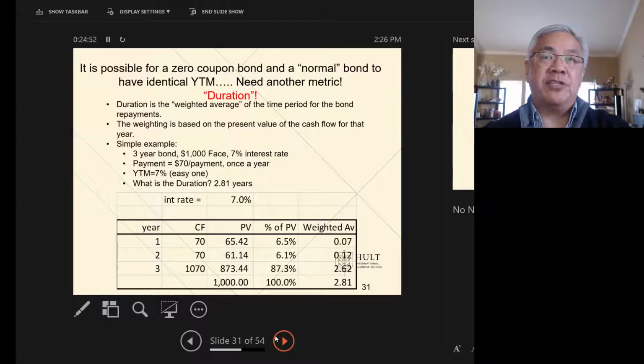Next is just an observation that it is possible for a zero coupon bond and a normal bond to have identical yield to maturities, but they're very different, right? As we notice, in one case, you get nothing for the entire life of the bond and one big cash flow, or you get money all along the way and a check, maybe not as big, but a big check at the end of the period. So on appearance, it looks the same, and that's not very good, that we might be deceived by simply looking at a yield to maturity.